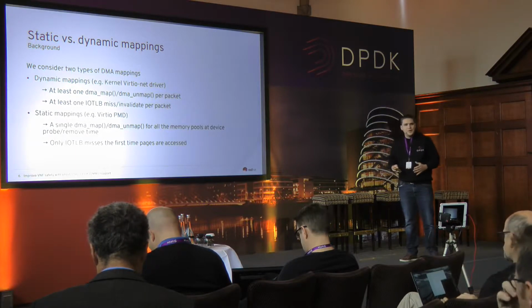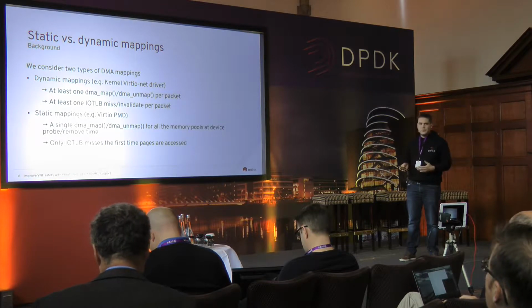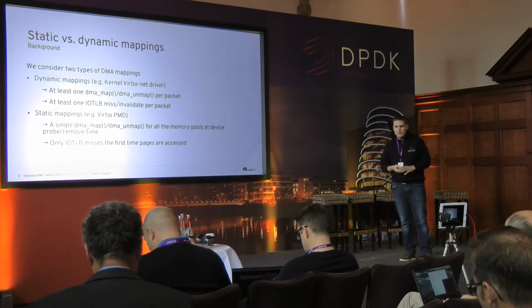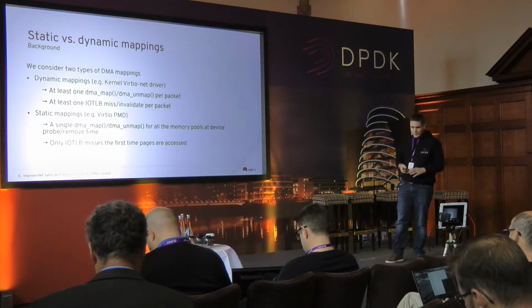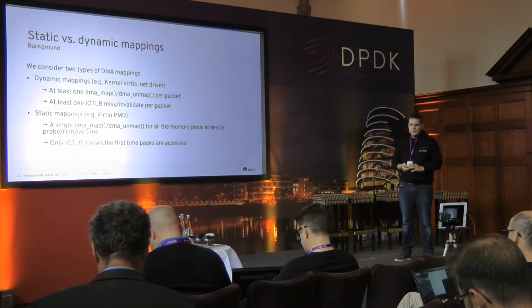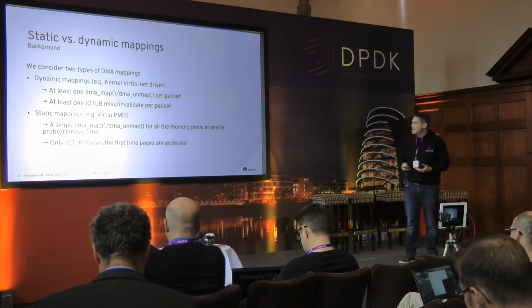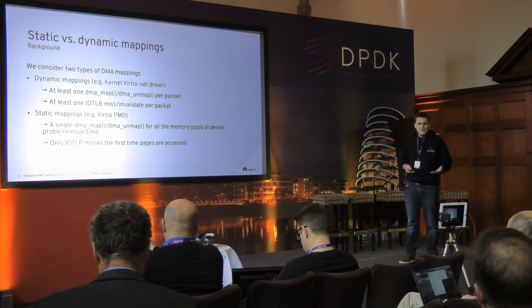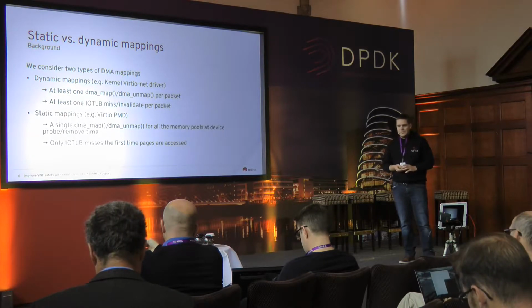We can consider two kinds of mappings. First, we have the dynamic mappings, like the kernel virtio-net driver. It uses kernel memory, so as soon as the packet is processed, we release the buffer and it can be used for anything else. This has a nasty effect on the host side, because for every packet we will receive an unmap, which will be trapped and become an IOTLB invalidate on the host side. So the next time we want to access the same page, we'll have an IOTLB miss.